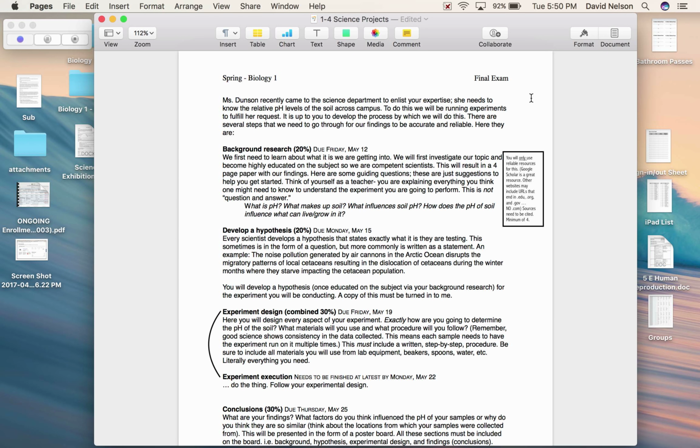So here they are. First is background research. We need to learn about what we're getting into. We'll investigate our topic and become highly educated on the subject. That way we're competent scientists. We need to know what it is that we're talking about. So this will be a 4-page paper in the end, and it will discuss all of your findings for your background research.